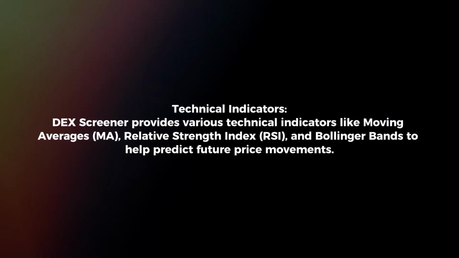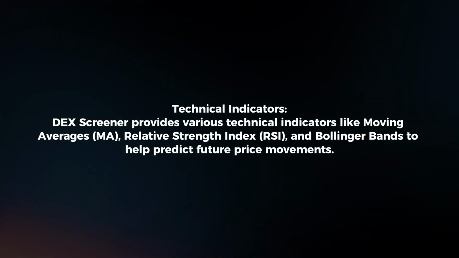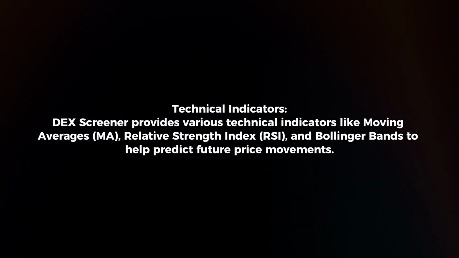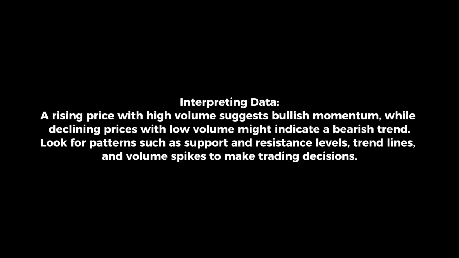Technical indicators. DEX screener provides various technical indicators like moving averages, relative strength index, and Bollinger Bands to help predict future price movements. Interpreting data. A rising price with high volume suggests bullish momentum, while declining prices with low volume might indicate a bearish trend. Look for patterns such as support and resistance levels, trend lines, and volume spikes to make trading decisions.